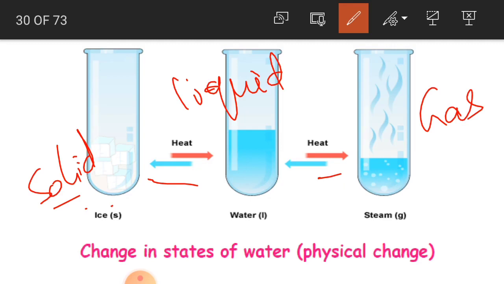Okay, this is about water. Clear? It is reversible. See, you have seen the blue arrow mark and red arrow mark. So this water can change into ice, and ice can change into water. Again this water can change into steam, that is vapor. Again steam can change into water. So this is reversible. Clear, children? So this is about physical change.